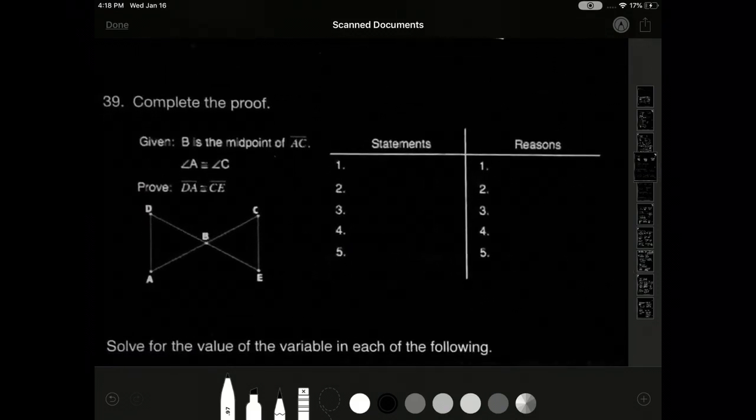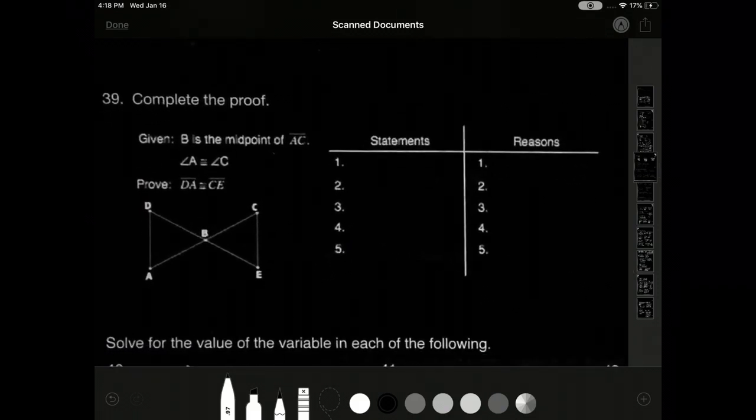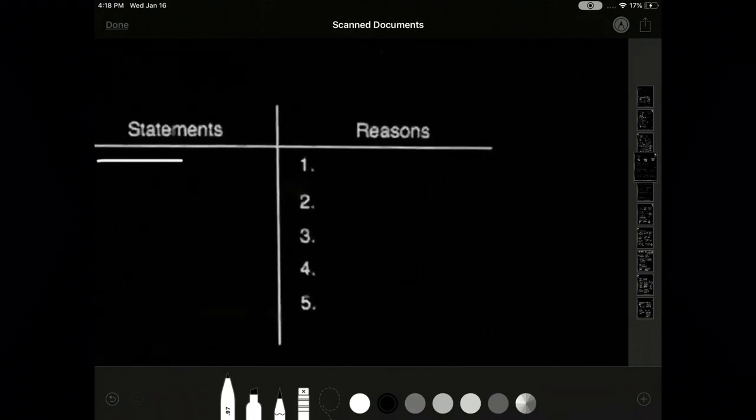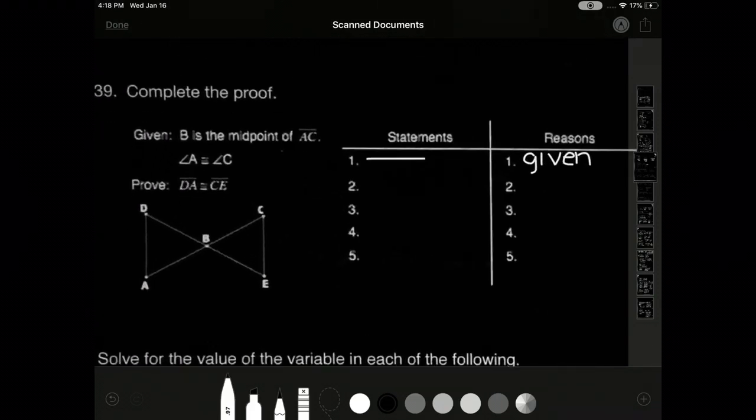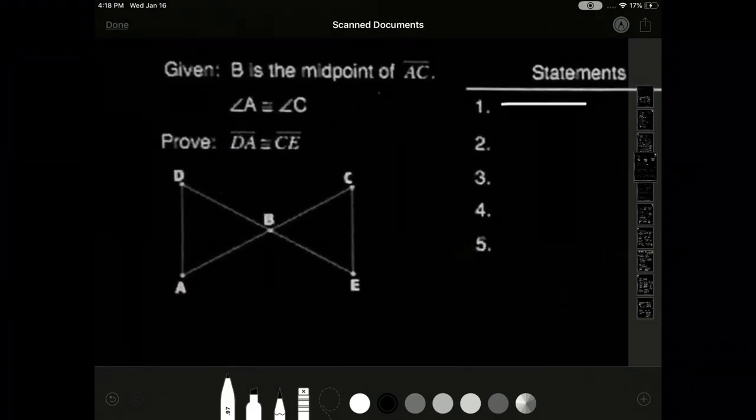39 is a proof. And you have one proof on your final. This looks familiar. So the easiest thing that we can do is first write our givens. Due to lack of space, I'll just put a line through it. Your given is already written on your final exam, so you can't earn those points. We're told that B is the midpoint of AC, and then we're told that angle A is congruent to angle C.